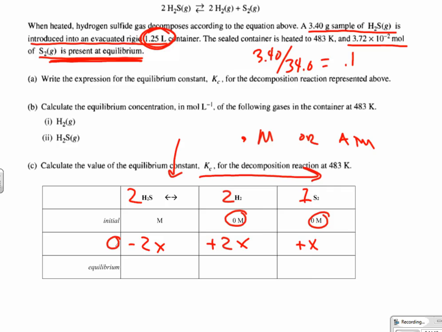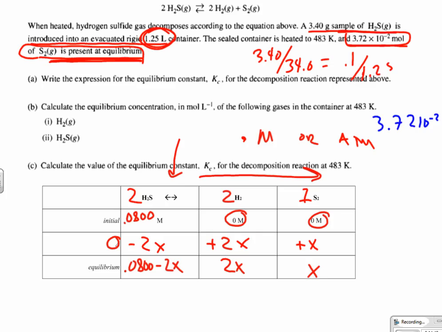So 1.25 gets me 0.0800 original molarity. Drop it all the way down, I'm going to get 0.0800 minus 2x. This is 2x, and this is x. That's where they tell me an equilibrium value. They always have to tell you an equilibrium value. I'm going to take 3.72 times 10 to the negative second and divide it by 1.25, because again I need molarity. When I do that, I am going to get 0.0298 is present at equilibrium for this value, which technically is where I can use algebra.